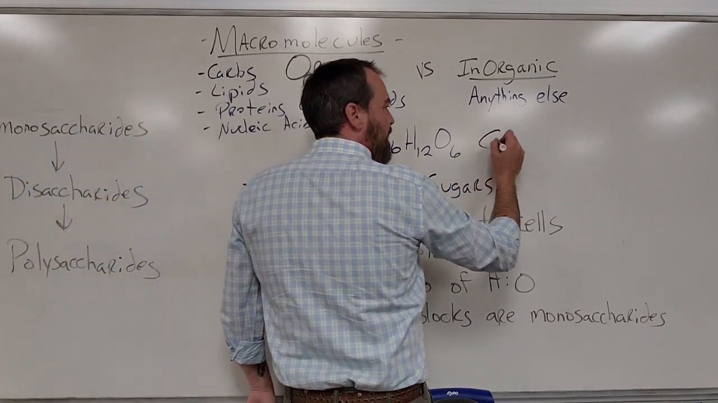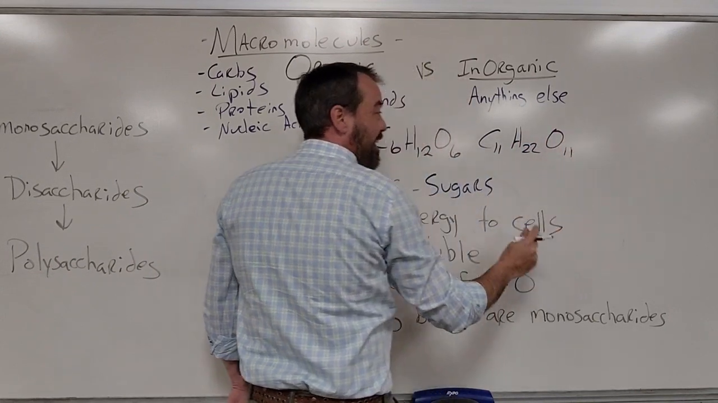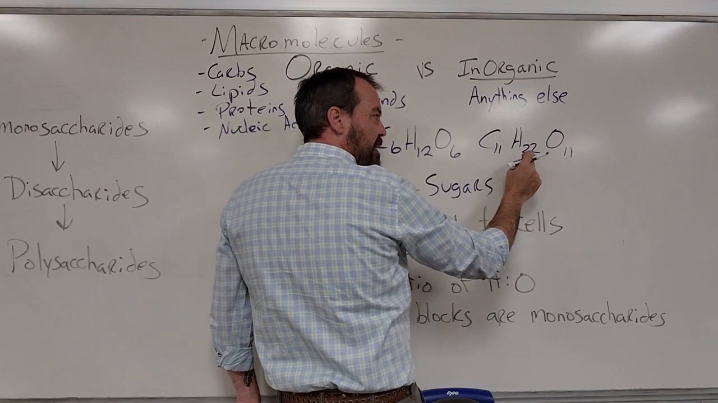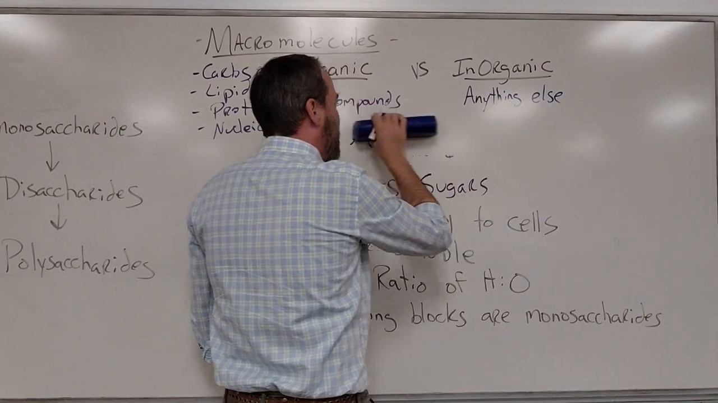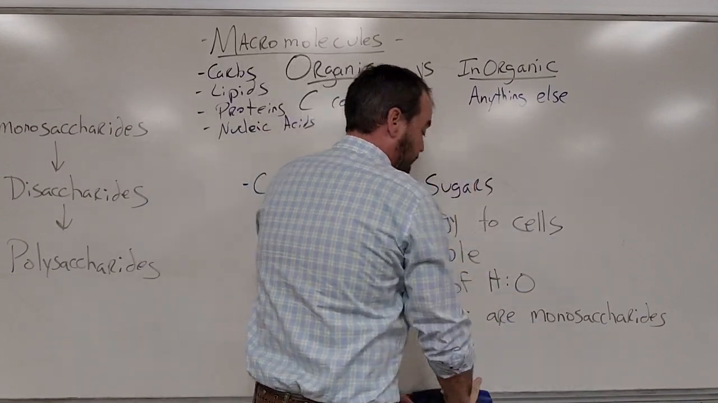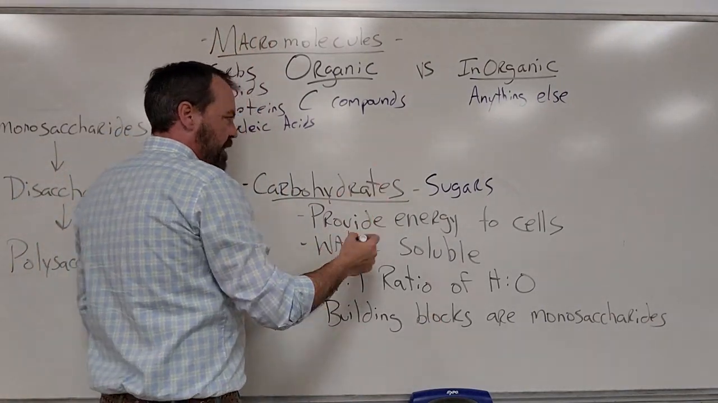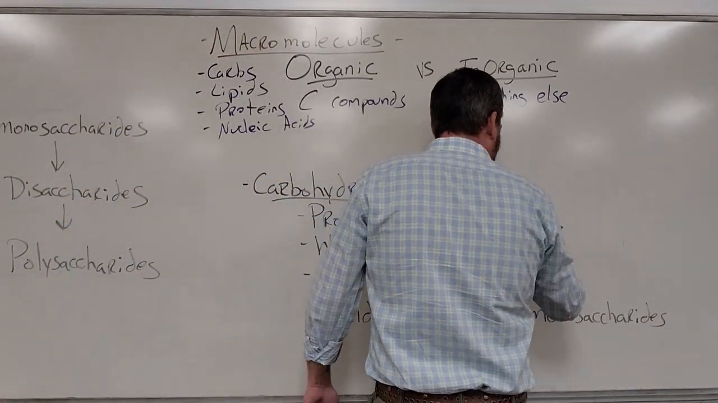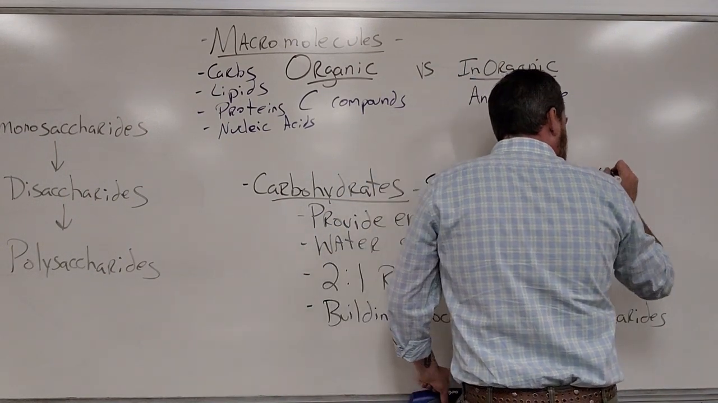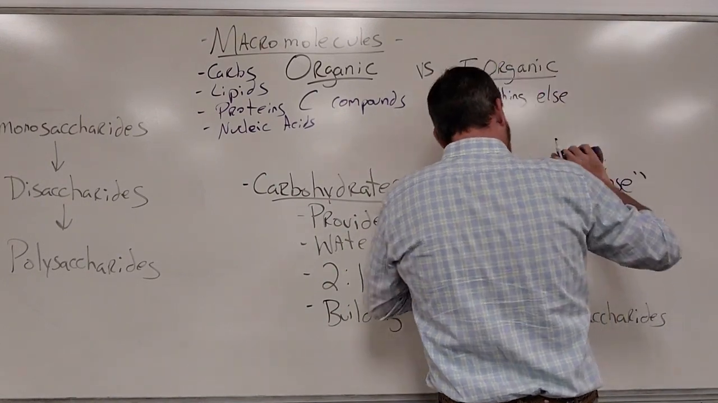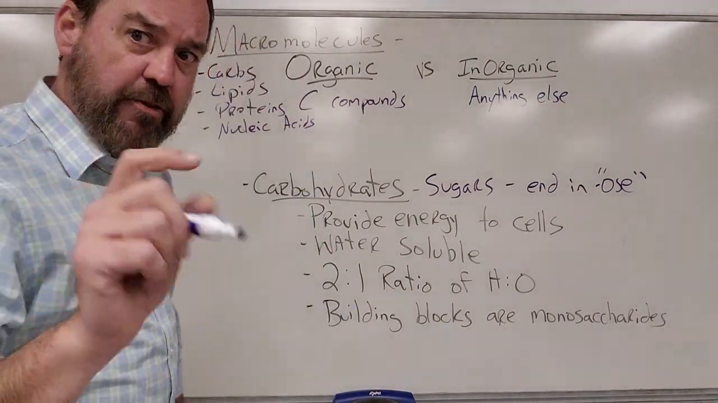I could do C11H22O11. And again, I have that 2 to 1 ratio, twice as many hydrogen as I do oxygen. So I know that's a carb. So that's the easy way to find it if you're given the molecular formula. You're not always given that, though. Sometimes you're just given the name. And so the other trick with our carbs is that they end in ose, O-S-E. End in ose. That's our other key for carbs.